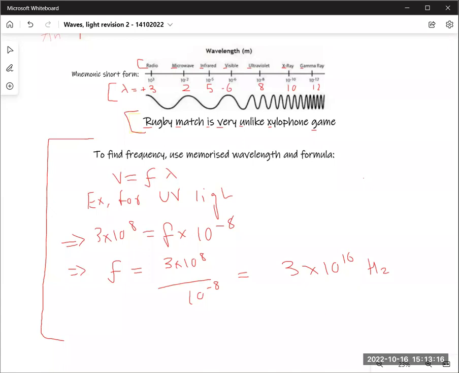Wait, does that say V equals f lambda? This is lambda. Anas, what is lambda? The wavelength. Yes. Good.